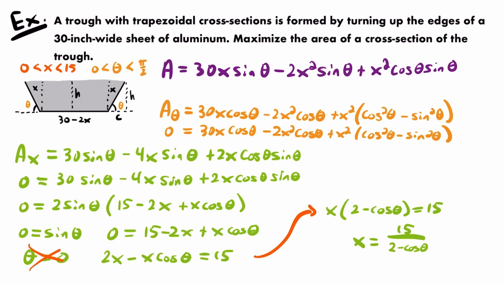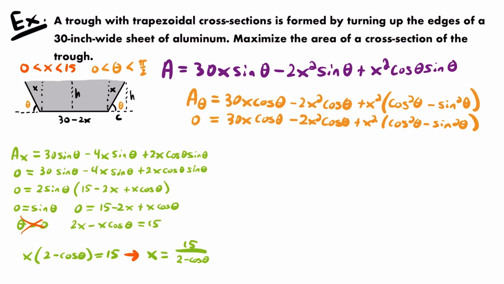But now before we do that, we should try to make any simplifications to this equation as well. And so let me show you what I mean by that. Notice that all three of the terms in this equation have a common factor of x. We can pull that out. There's an x here, an x here, and an x here that we can pull out and make our equation simpler, because we'll have 0 is equal to x times (30 cosine theta minus 2x times cosine theta plus x times (cosine squared theta minus sine squared theta)).